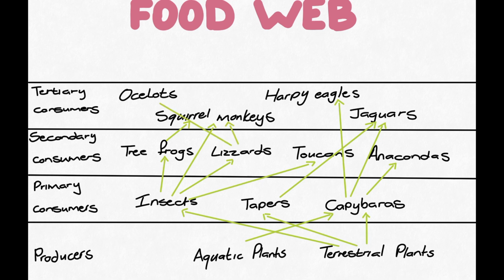Lizards can also be eaten by ocelots. Toucans and anacondas are eaten by jaguars, whereas ocelots are also eaten by jaguars. Squirrel monkeys are eaten by jaguars and harpy eagles. So here we can see that the top of the food chain is technically our harpy eagles and our jaguars.